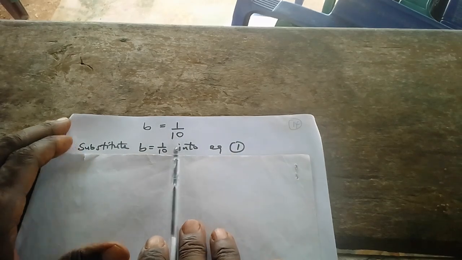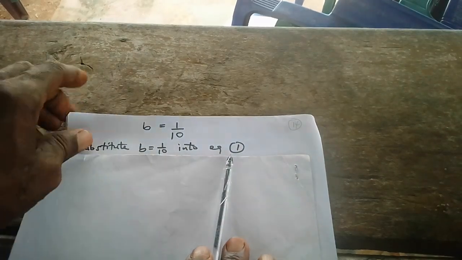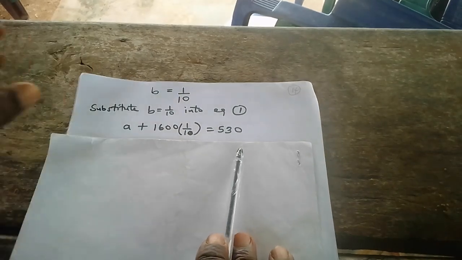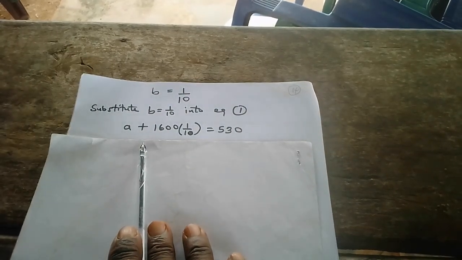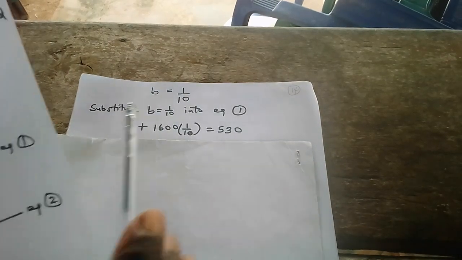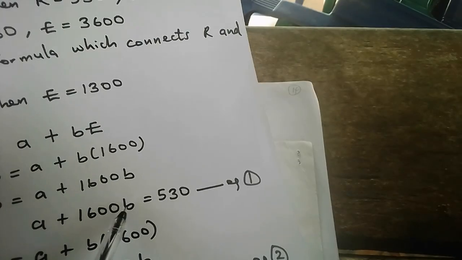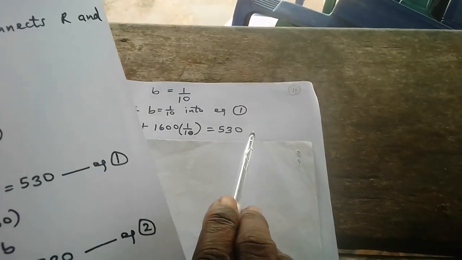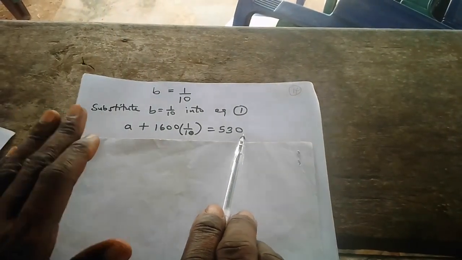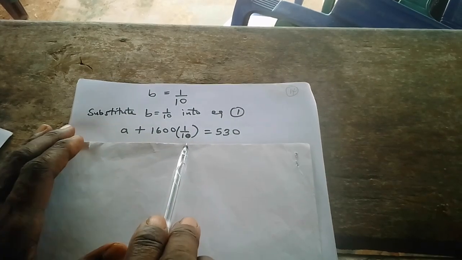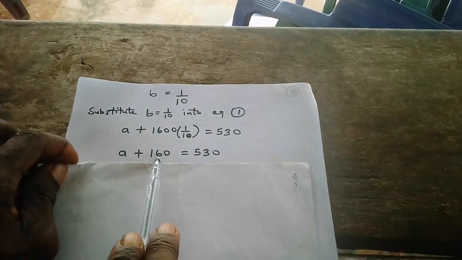From there, you now substitute B is equal to 1/10 into equation 1. So when you substitute it into equation 1, that means you are having A plus 1600B, in place of B you put 1/10, is equal to 530. So then 1600 times 1/10 will give us 160.